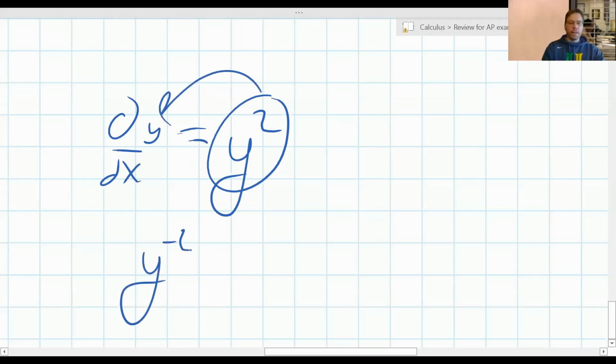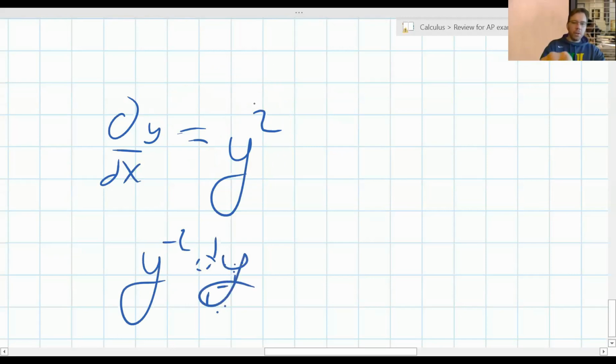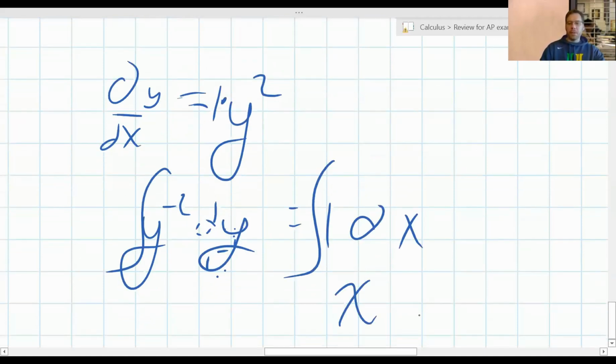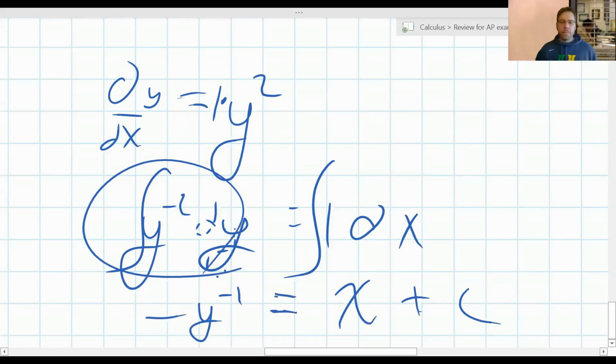So I could say y to the negative 2 dy, but you could always think that there is a coefficient here that you don't have to move, which means this is really 1 dx. And then when you integrate, there's going to be an x and then plus a c. Increase the power by 1, divide by the new power. So we could have something like that.